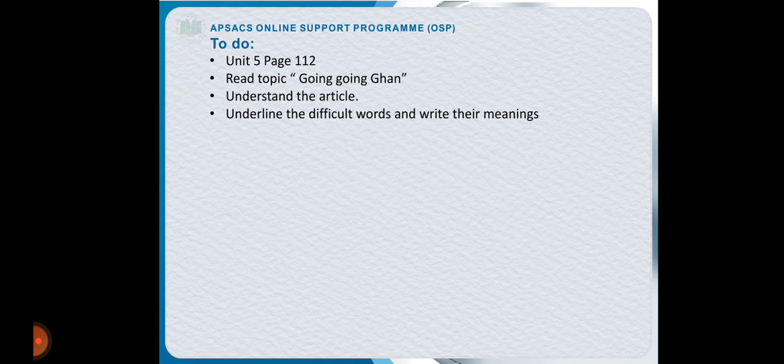Now, your assignment is that you have to read from your unit 5, page number 112, the newspaper article by the topic Going, Going, Gone. Understand this article, underline the difficult words and write their meanings, and we will discuss this article in the next class.